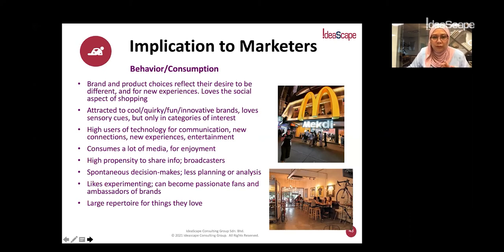Cool, quirky, fun, innovative brands, they love sensory cues, but only in their categories of interest. And they do consume a lot of media, and when they do, it's not about tech, it's mainly for enjoyment. They are the ones who would give you free media coverage. Remember I mentioned the influencers and the KOLs. They like you, so free of charge they will blast you out. They will talk and do reviews for you. And they like experimenting, and they tend to have a large repertoire of brands and things that they love.